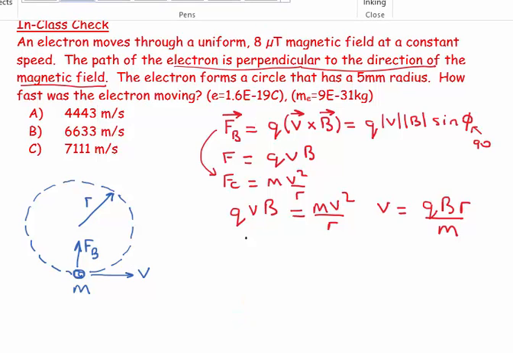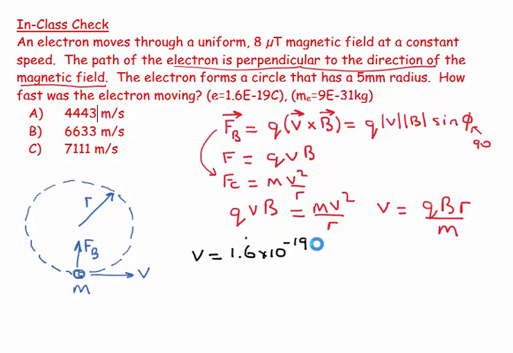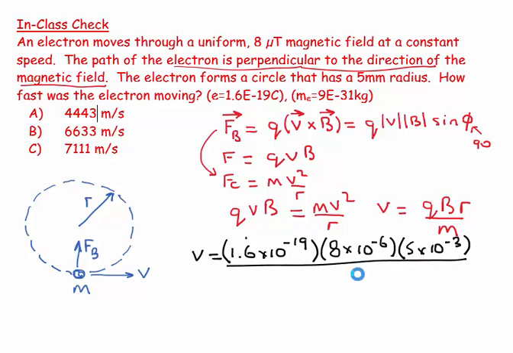So let's put some numbers in. V is equal to our Q, and if we don't know it, we can look it up: 1.6 times 10 to the minus 19 coulombs. Then our B is 8 microtesla, and of course micro is 10 to the minus 6. Then we have our R, and 5 millimeters is of course 5 times 10 to the minus 3. That's going to be divided by our mass, and if we don't know it, we can look up that the mass is 9 times 10 to the minus 31 kilograms for an electron.